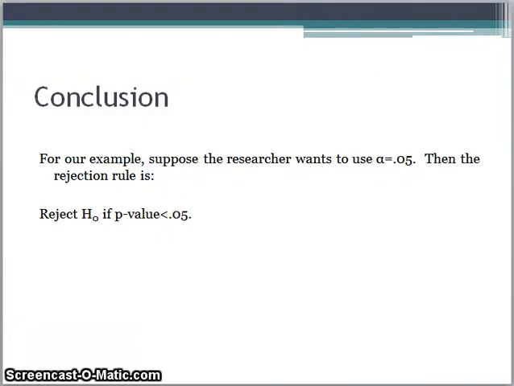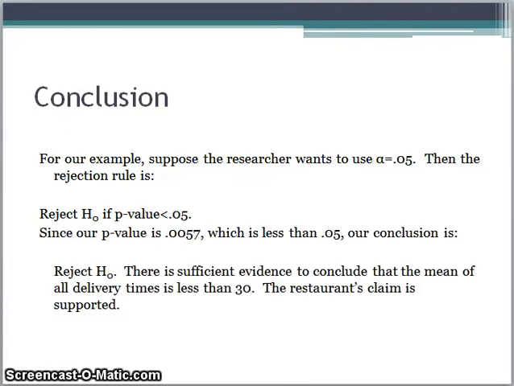So back to our pizza delivery example. Suppose the researcher wants to use alpha of 0.05. The rejection rule is then going to be reject H-naught if p-value is less than 0.05. Our p-value is 0.0057, which is obviously less than 0.05. So our conclusion is reject H-naught. There is sufficient evidence to conclude that the mean of all delivery times, the population mean, is less than 30. This supports the restaurant's claim. Okay? So that's the conclusion.